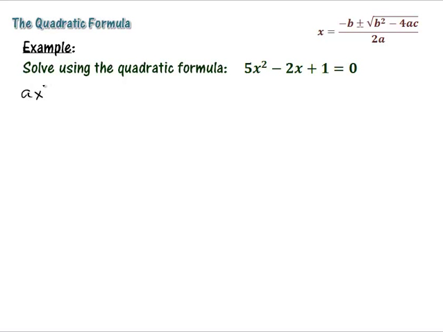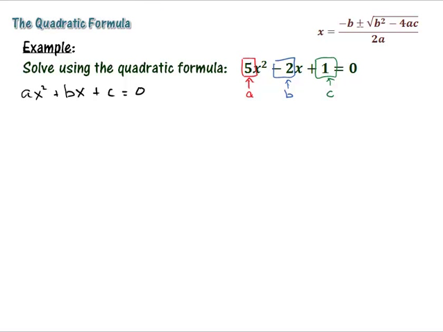And that's ax squared plus bx plus c equals 0. It must be written in that form. And remember, the equals 0 could be at the beginning. It could be 0 equals ax squared plus bx plus c. All right? The next thing is, we'll look at our equation and see that it's written in that form. So let's identify our a, b, and c. Our a is 5. Our b is -2. And our c is 1.